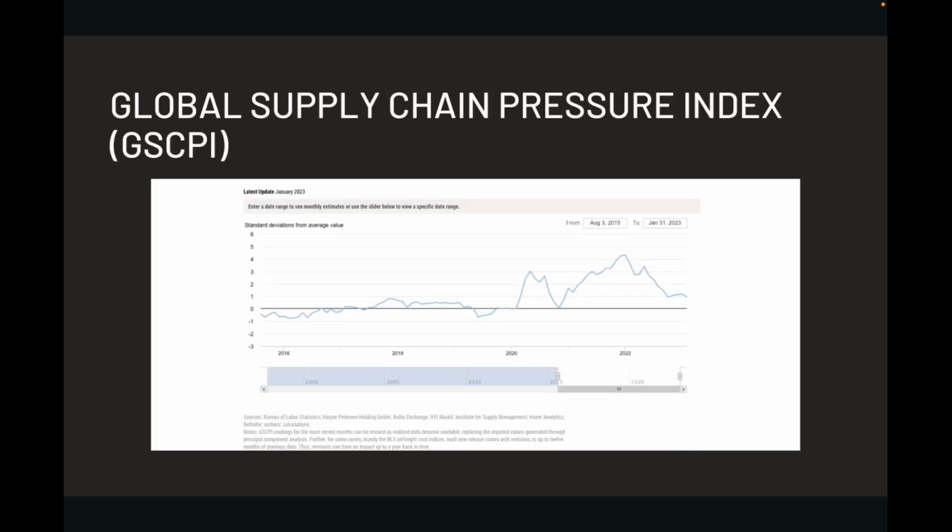So this is something you can track. This is a global supply chain pressure index built by the New York Fed. You can see on the page, it gets updated every month. This graph measures the standard deviation from normal prices in the past few years. And we can see that the supply chain pressure has eased substantially in the past year, which explains why the goods prices have dropped.